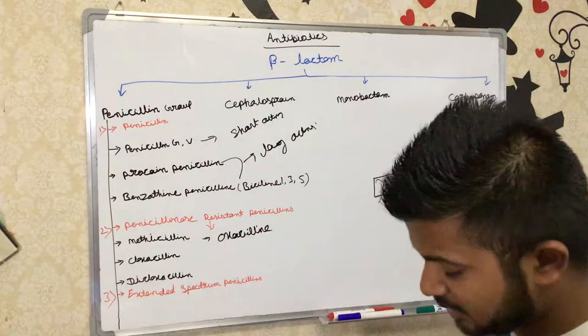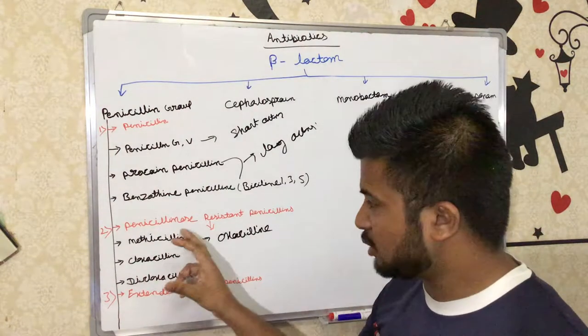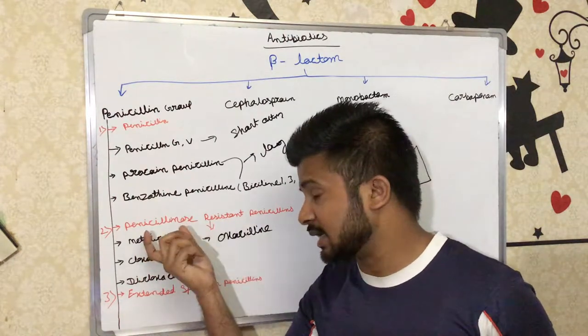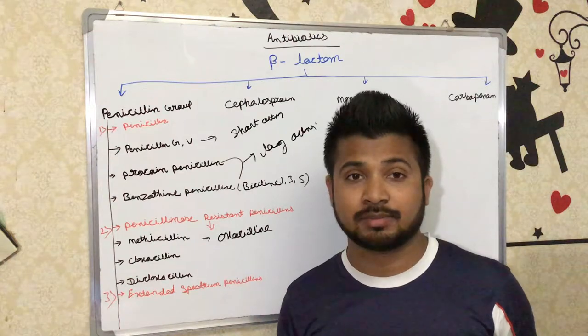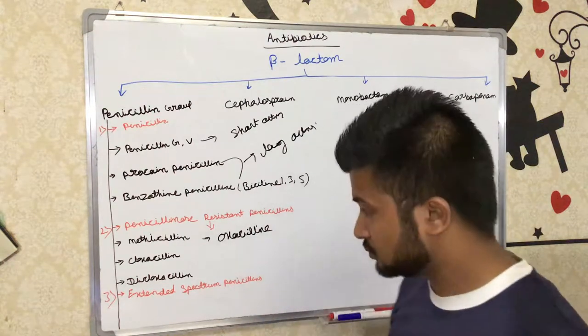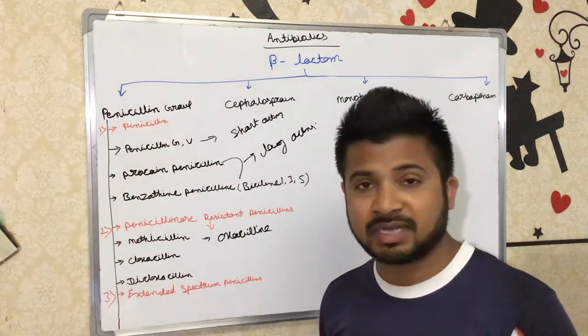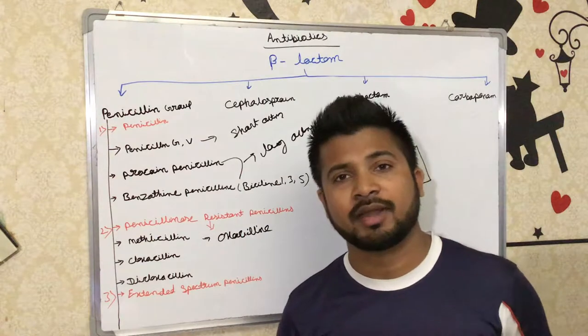So these are special drugs mainly for such bacteria. We'll discuss penicillinase later, because due to this enzyme a lot of drugs become resistant. Drug resistance is the biggest problem nowadays due to this enzyme, because the enzyme is secreted by the bacteria, destroys the beta lactam ring, and the drug will not be effective.